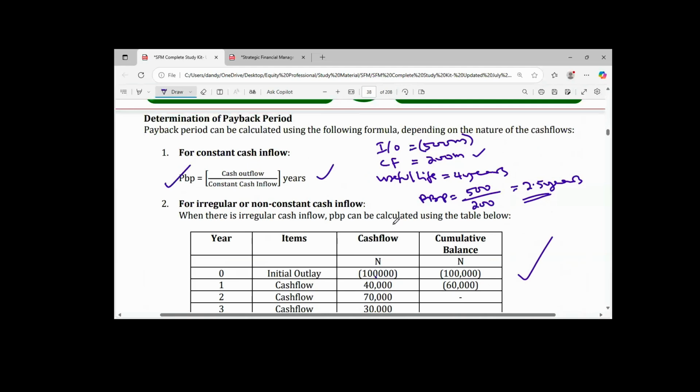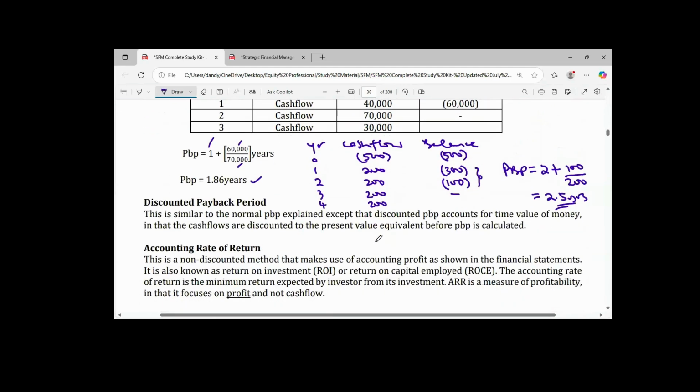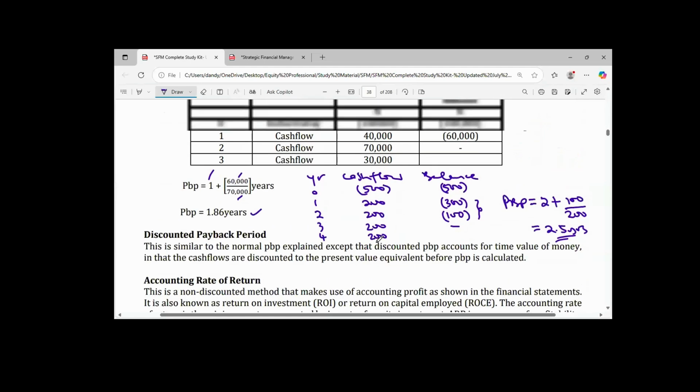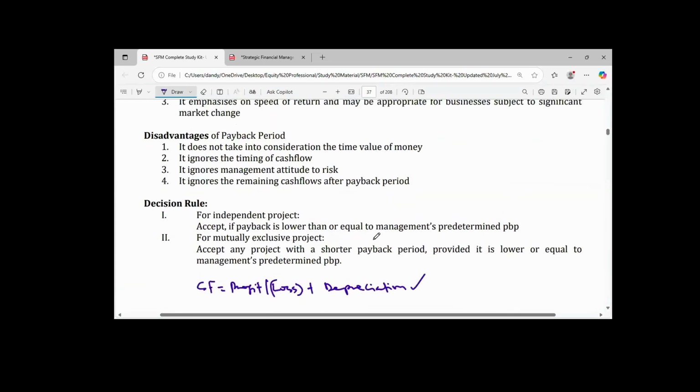All right, it's faster. Okay, so what's the decision rule as far as payback period is concerned? For independent projects, accept if payback is shorter or equal to the management targeted payback period. If your calculated payback period is shorter or equal to the management predetermined payback period, then the project is financially viable.